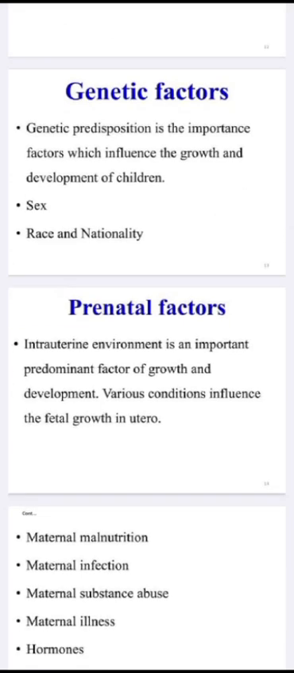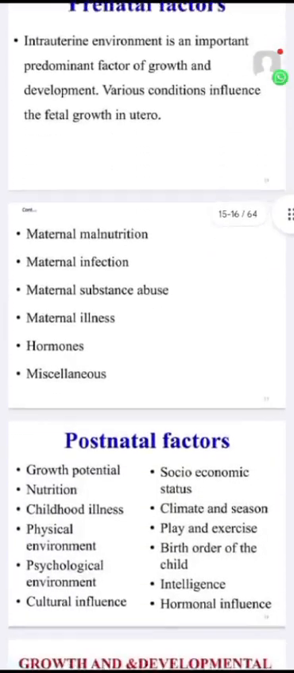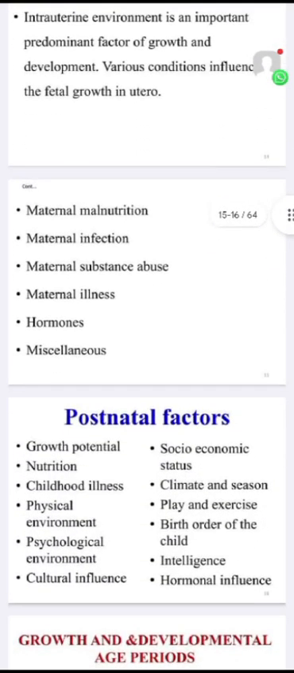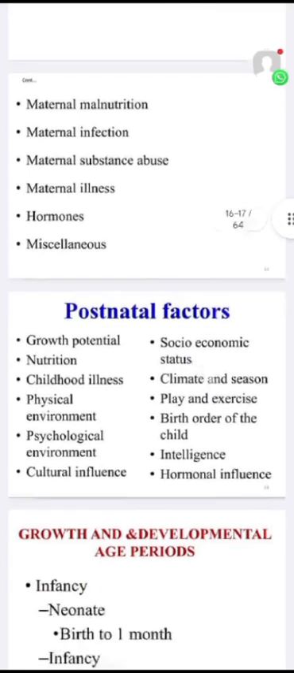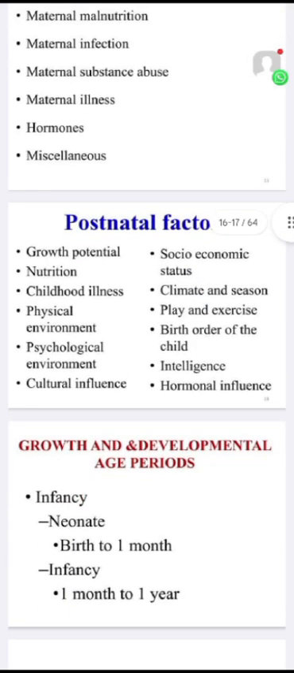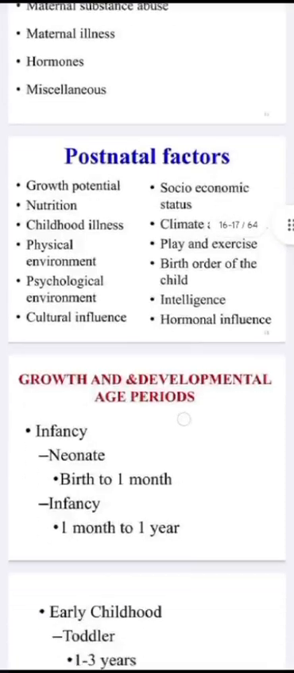Various conditions influence the fetal growth in utero: maternal malnutrition, maternal infection, maternal substance abuse, maternal illness, hormones, miscellaneous. Then postnatal factors: growth potential, nutrition, childhood illness, physical environment, psychological environment, cultural influence, socioeconomic status, climate and season, play and exercise, birth order of child, intelligence, and hormonal influence.